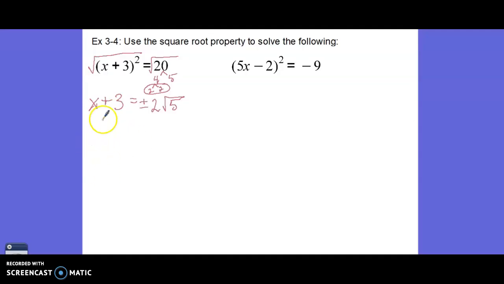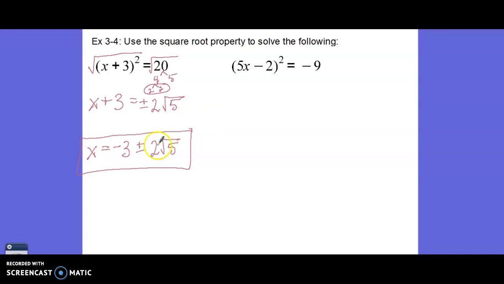And then from here, the way I want you to write your answer, well, since it's addition, to move a 3 to the other side is to subtract 3 over. And we like to write that term in front of the plus or minus 2 root 5. This is just a mathematical preference that a lot of math teachers will do.